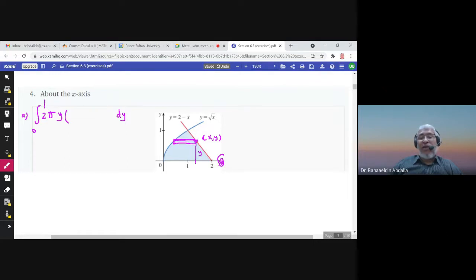So the curve here, which is the line, y equals 2 minus x. I need to solve it for x because I need everything in terms of y. So if you take x to the other side, x would be equal to 2 minus y. So I have 2 minus y minus the other curve, but solved for x. Square root of x is y, so x would be y squared. So minus y squared, and the volume would be given by this integral. This integral is easy to evaluate. You expand y times 2 minus y minus y squared, and then you find the integral.